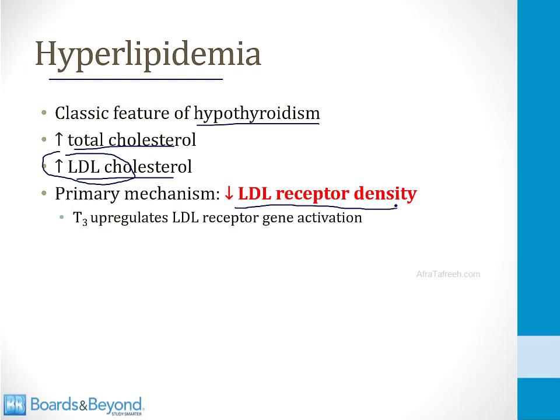So many cells in the body, especially in the liver, have LDL receptors, and they pull LDL from the plasma. When there's a fall in the receptor density, LDL stays in the plasma longer and the level rises. It's been shown that T3 upregulates LDL receptor gene activation, so when you have low T3, and hypothyroidism, you get less LDL receptors. And an easy way to tie this in with our theme of slowing down is that in hypothyroidism, all the things on the last slide slow down, but also the clearance of LDL and total cholesterol from the plasma slow down, and therefore the levels rise.